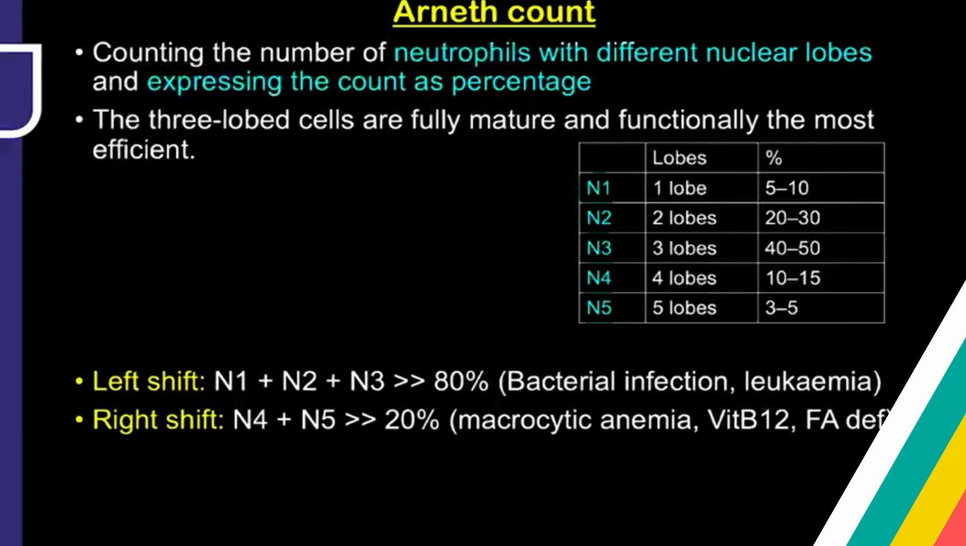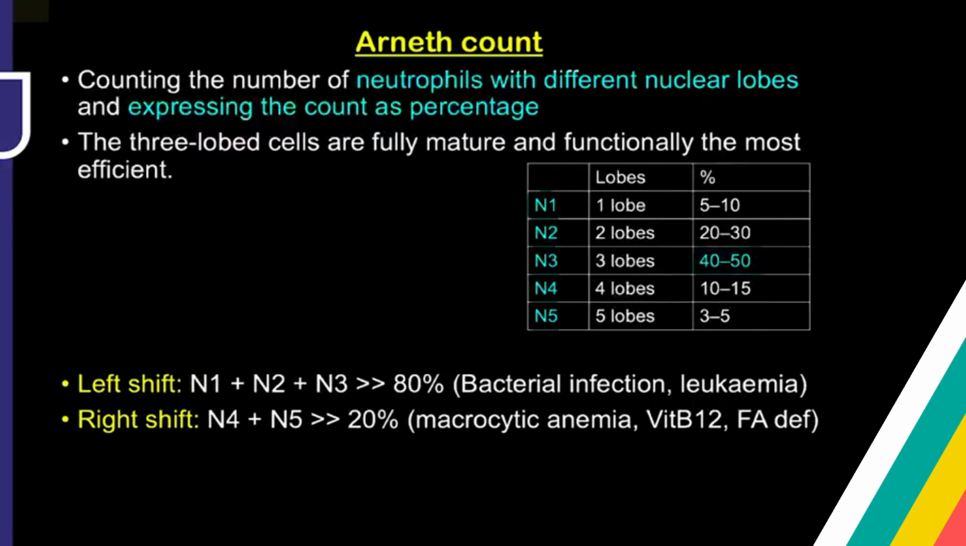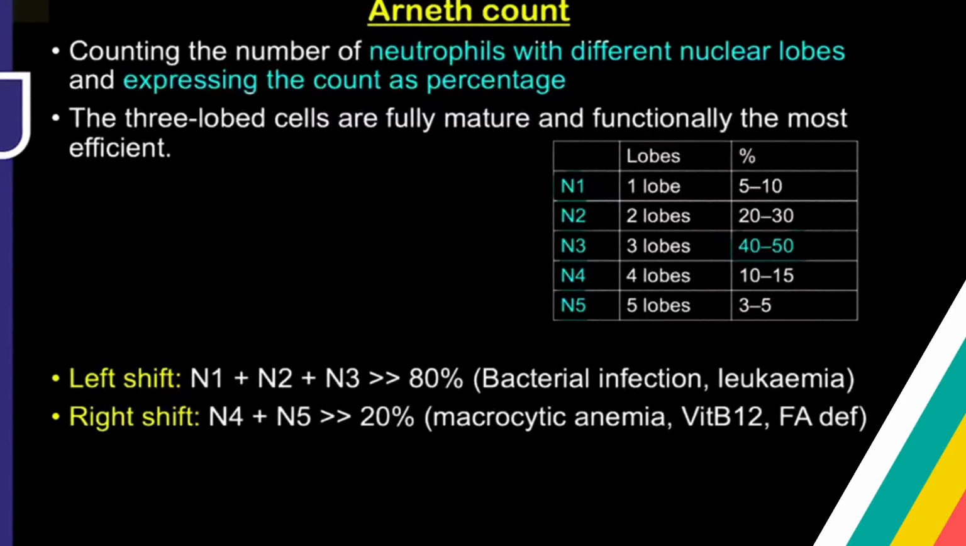So the maximum cells that you are finding here is the N3, 3 lobes in the neutrophil. Now, there is a formula that the combined value of N1, N2, N3, if it is more than 80%, then it indicates more immature cells are present in your blood, a shift towards the left side, and right side means more towards maturity. Left side means more towards immaturity.